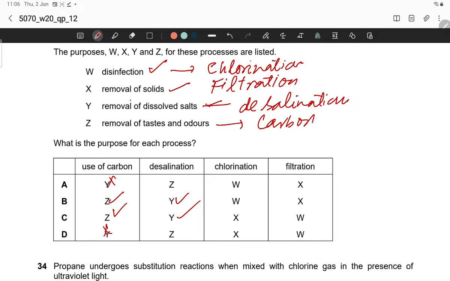And chlorination is the disinfectant, that is W, and filtration is the removal of solids, that is X. So B option is correct.